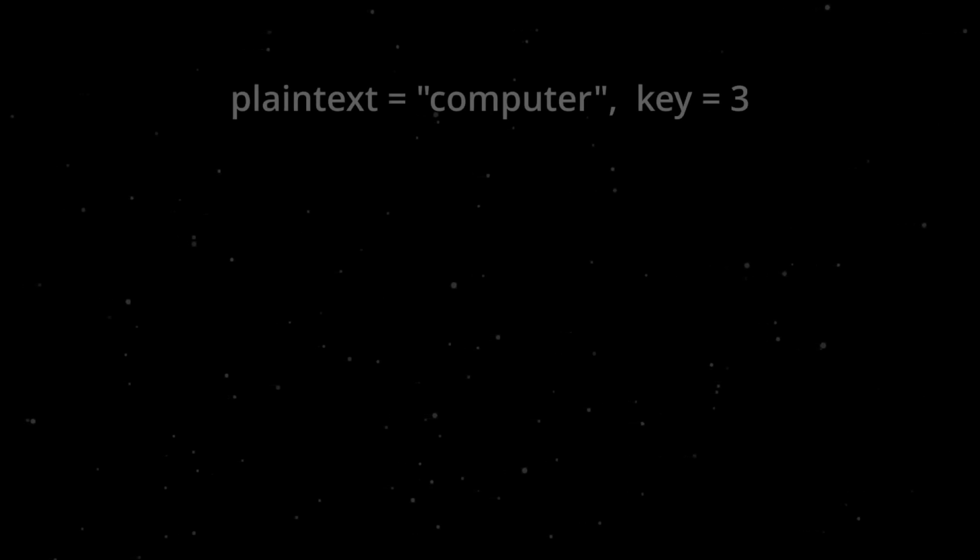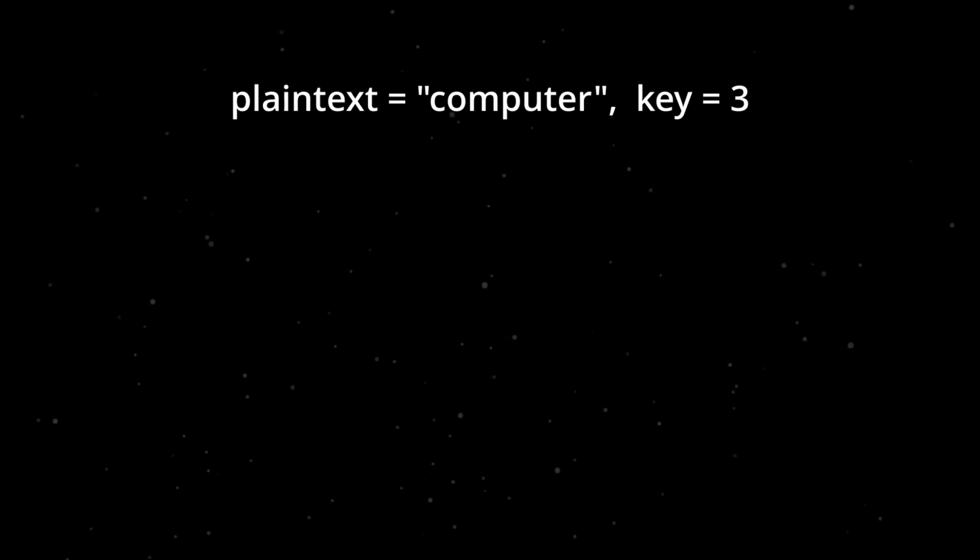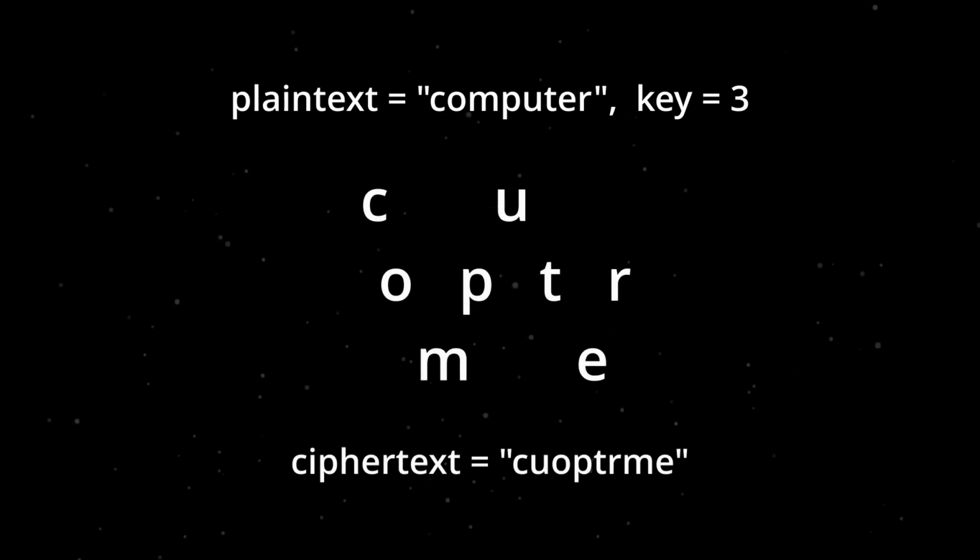So let's say we have the message computer, and a key of 3. The text would be arranged like so. This gives us the ciphertext CUOPTRME.